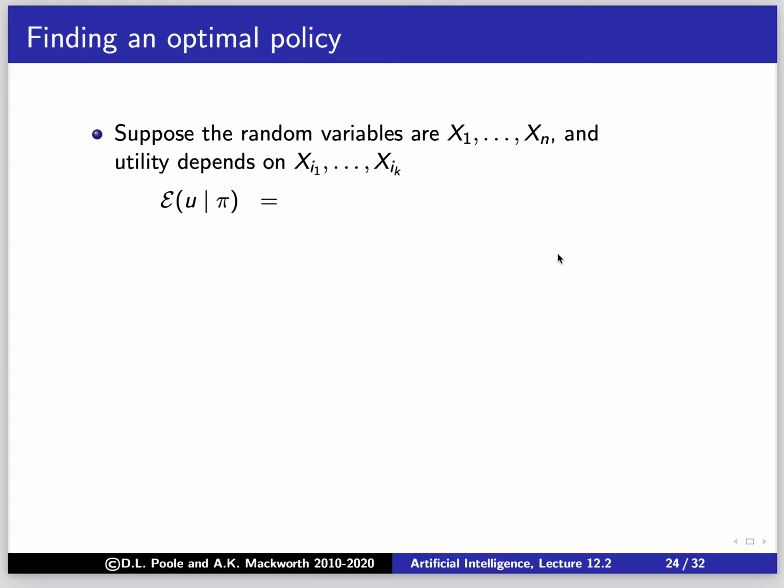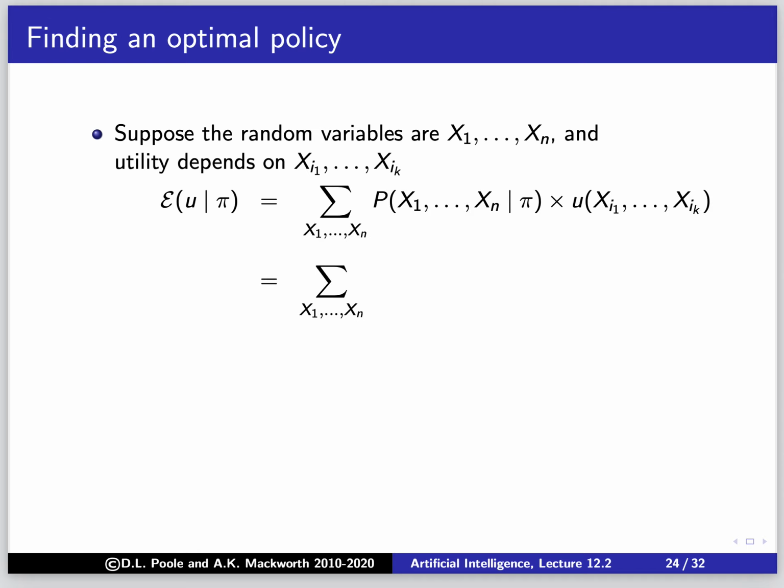Suppose the random variables are x1 to xn, and the utility only depends on some subset of both the random variables and the decision variables. Now let's look at the expected utility given some particular policy. We take the sum over all the worlds of the probability of the world given the policy, times the utility of whatever subset of variables it depends on.